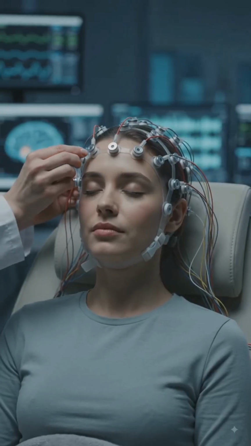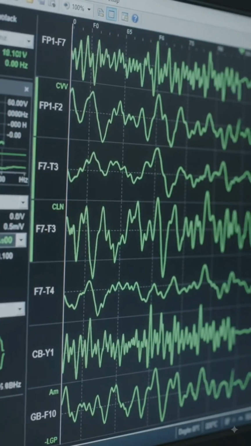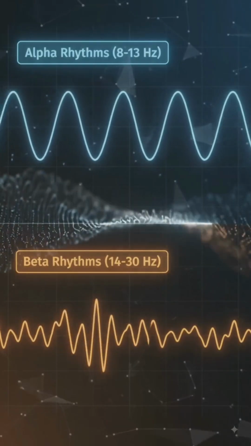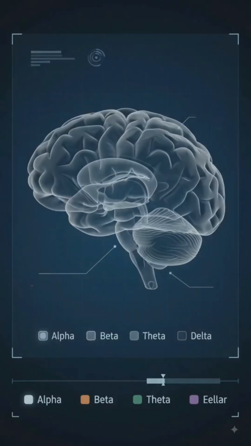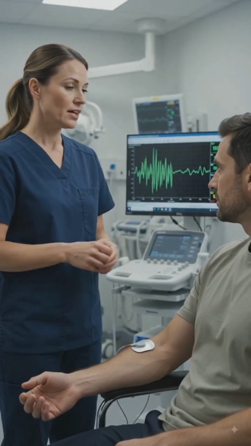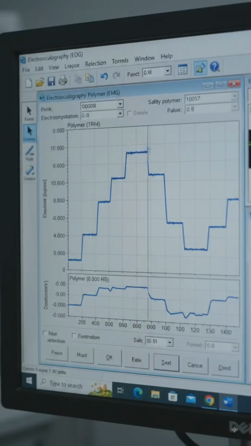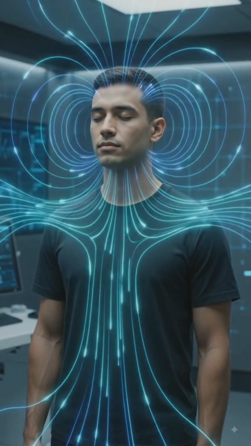The EEG records the summation of postsynaptic potentials. These signals are analyzed by their frequency bands. They correlate with different states of consciousness. EMG measures muscle electrical signals. ERG assesses the retina's response to light. EOG evaluates eye movements. The body generates weak magnetic fields.